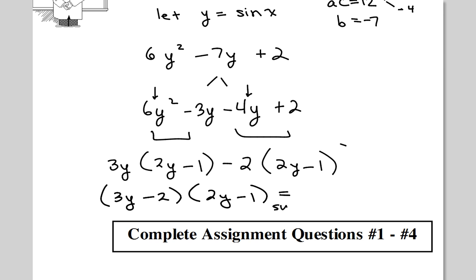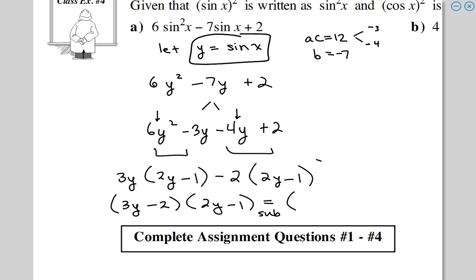Now sub that sine thing back in. So what did we say y was? Sine x. So we have 3 sine x minus 2, 2 sine x minus 1. After subbing back in. Any questions on that?